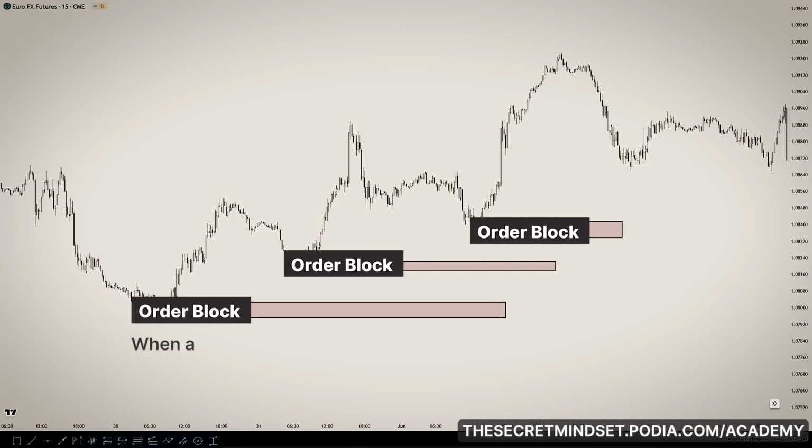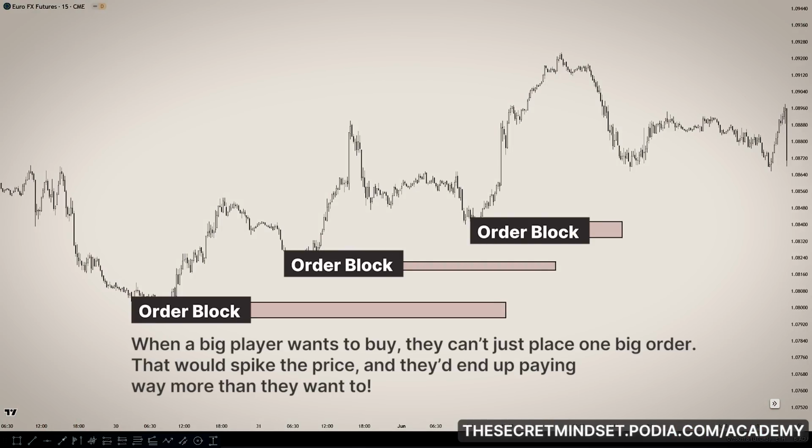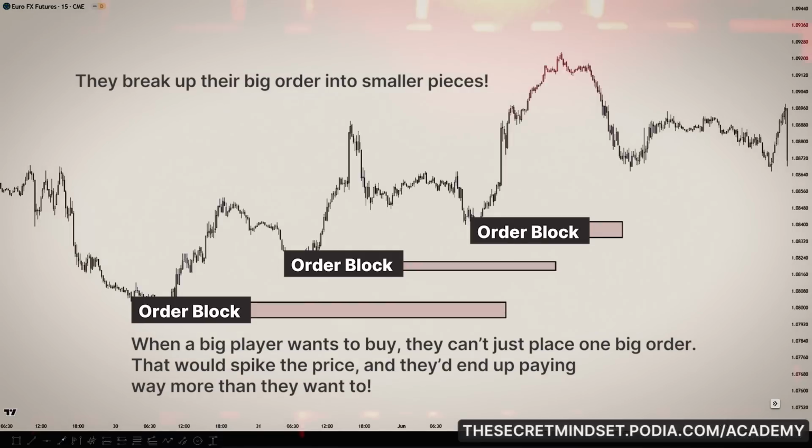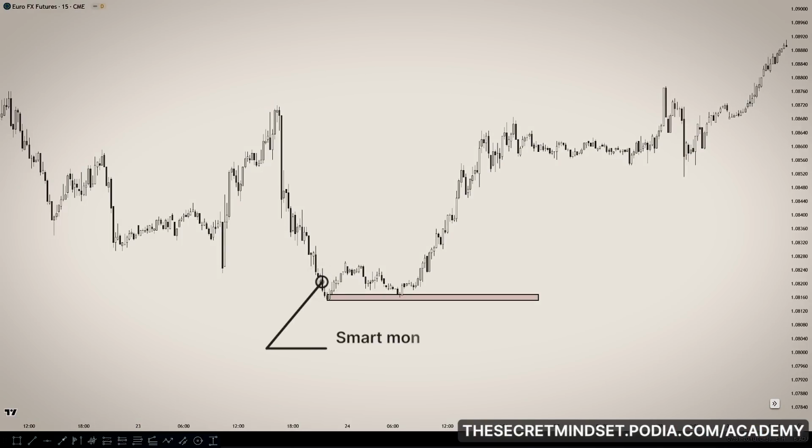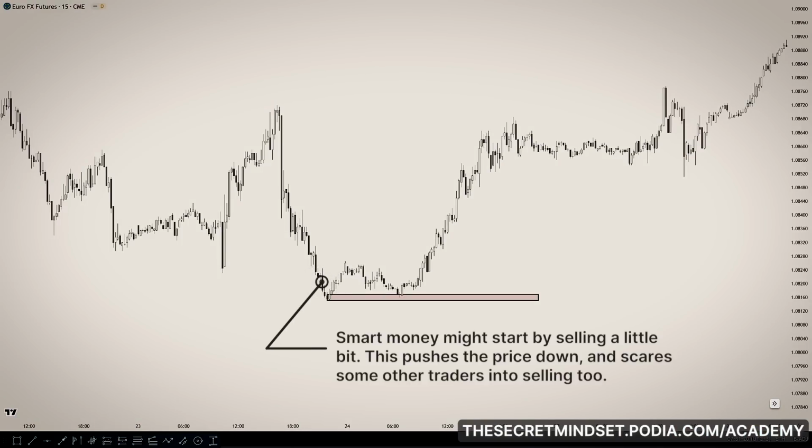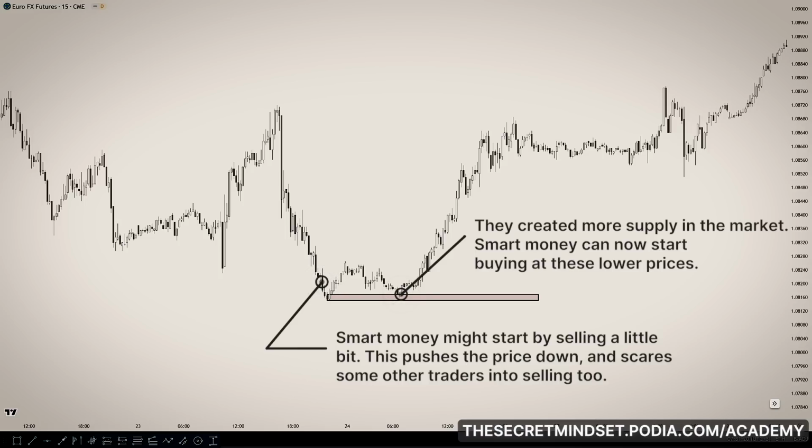Think about it. When a big player wants to buy a lot of stock or currency, they can't just place one big order. That would spike the price and they'd end up paying way more than they want to. So instead, they break up their big order into smaller pieces. They might start by selling a little bit. This pushes the price down and scares some other traders into selling too. Now there's more supply in the market, which is exactly what the smart money wants. They can now start buying at these lower prices.